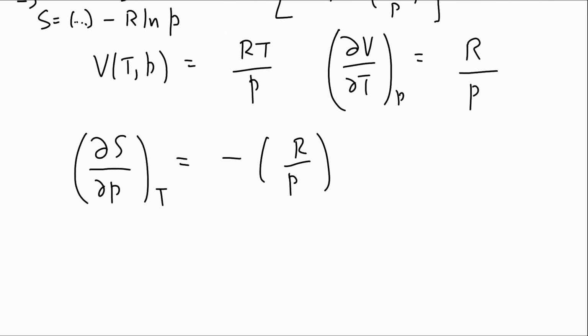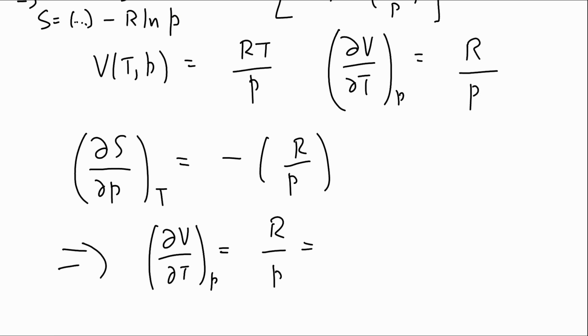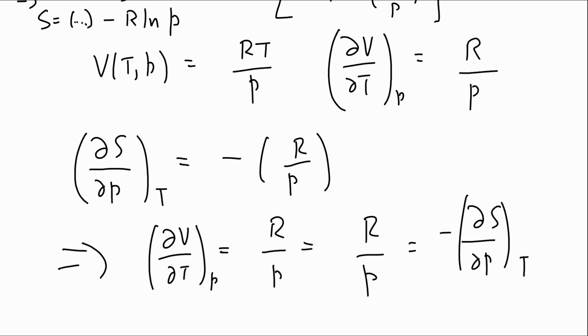So now I've shown that dV dT at constant P equals R over P equals minus partial S partial P at constant T. So it worked given what we already know about the ideal gas, okay? So Maxwell's equation is true here. And why would I use Maxwell's equation when I could do something like that? Well, you don't always know all this stuff.